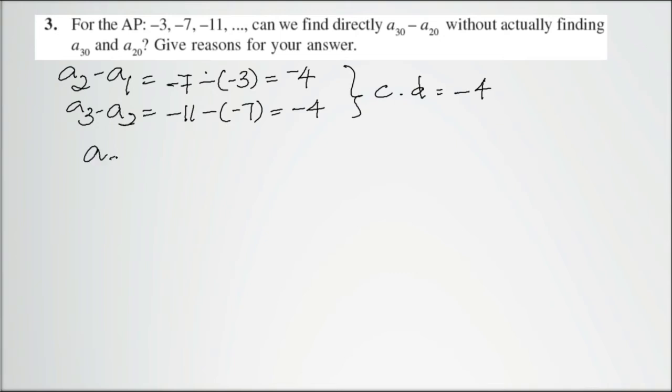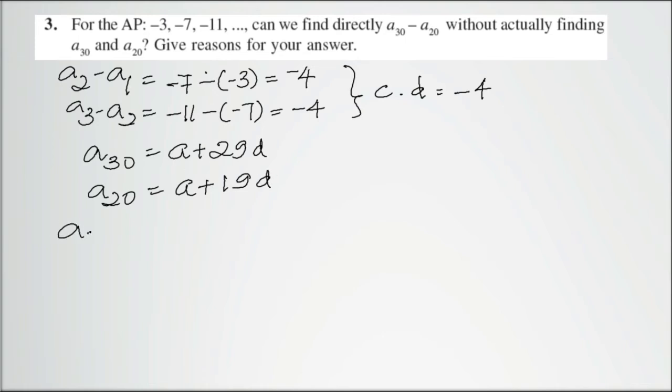We all have learned a30 is nothing but a plus 30 minus 1 d. N minus 1 is 30 minus 1, which is 29d, and a20 is a plus 19d. If you take a30 minus a20, the difference will be 29d minus 19d. a and a will get cancelled. We will be left with 10 times of d. So 10 times of negative 4 is equal to negative 40.